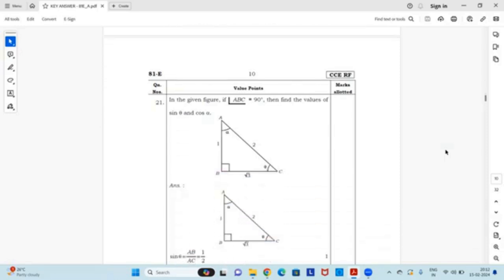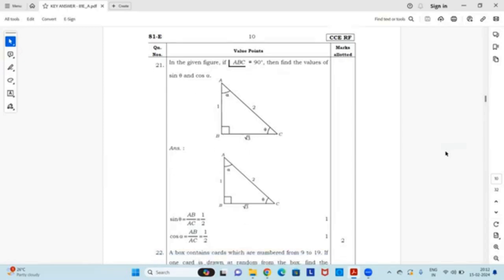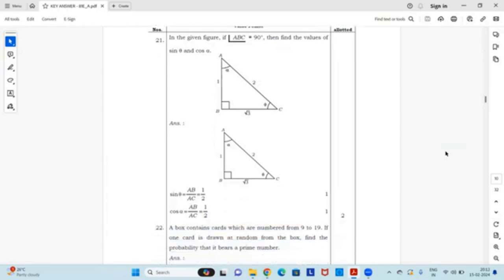Okay, coming to question 21. In the given figure, angle ABC is equal to 90 degrees, then find the values of sin and cos. The question is given, the diagram is given. Look at the steps and find the answer.